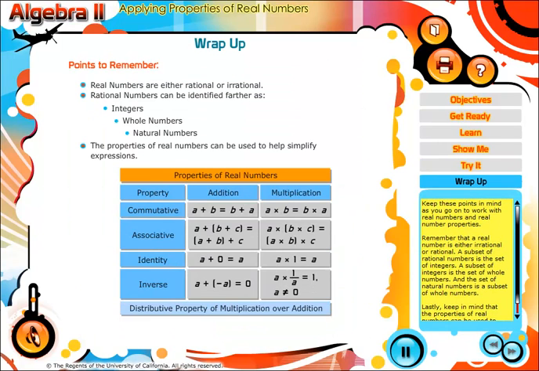Keep these points in mind as you go on to work with real numbers and real number properties. Remember that a real number is either irrational or rational. A subset of rational numbers is the set of integers. A subset of integers is the set of whole numbers. And the set of natural numbers is a subset of whole numbers.